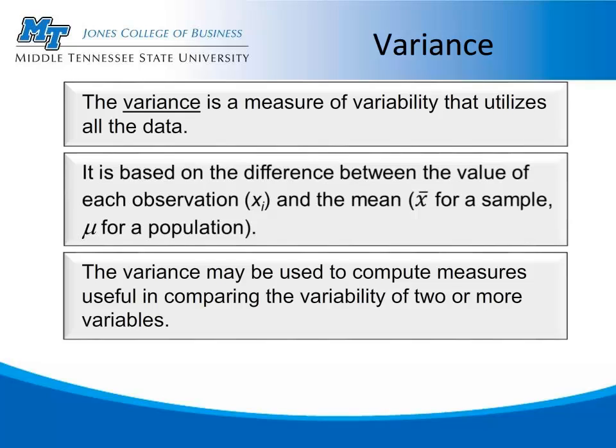And since the standard deviation is derived from the variance, you're using all the data to figure out the standard deviation. But it's based on the deviations from the mean. You look at the difference between the value and the mean when you go through and do this calculation. When you want to compare variability between different data sets, you can take the standard deviation, which is derived from the variance, and then you can come up with a measure called the coefficient of variation that's useful in comparing multiple data sets.